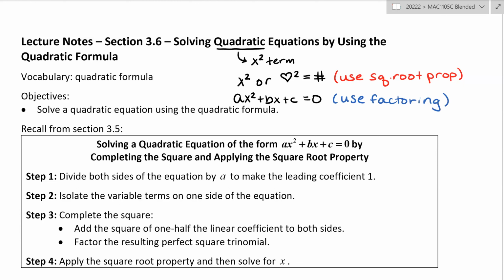So we want to talk about a way that's going to make it so that we're going to be able to solve any quadratic equation ever in the history of the world. And that is the quadratic formula. So the quadratic formula comes from completing the square. And basically, if you complete the square using a's, b's, and c's instead of actual numbers, you will then have the quadratic formula, okay?